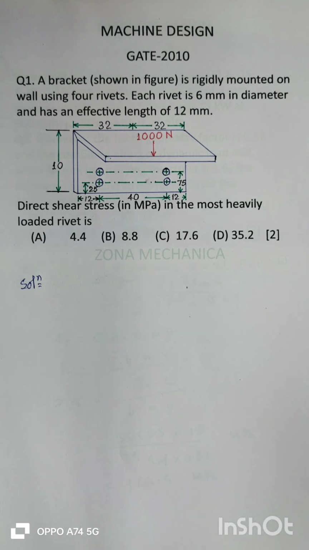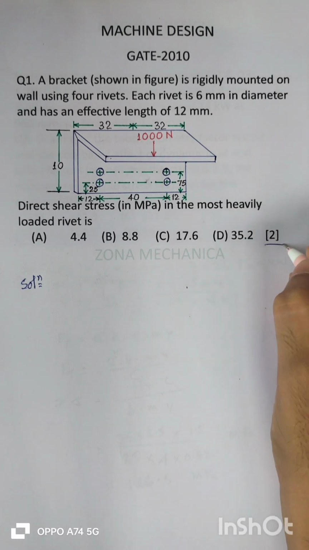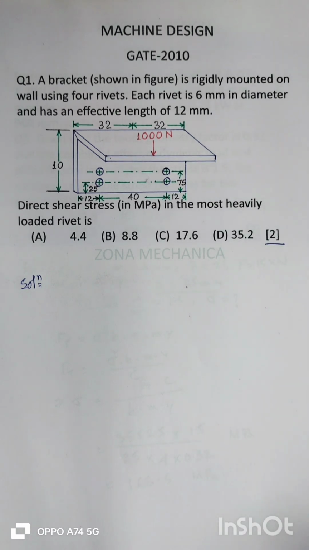There is an MCQ on riveted joint. Figure at the margin indicates the weightage of the question, that is 2 marks. A bracket shown in figure is rigidly mounted on wall using 4 rivets. Each rivet is 6 mm in diameter and has an effective length of 12 mm. Direct shear stress in MPa in the most heavily loaded rivet is, there are 4 options given.